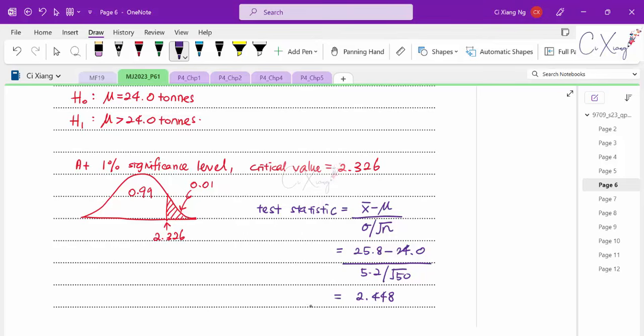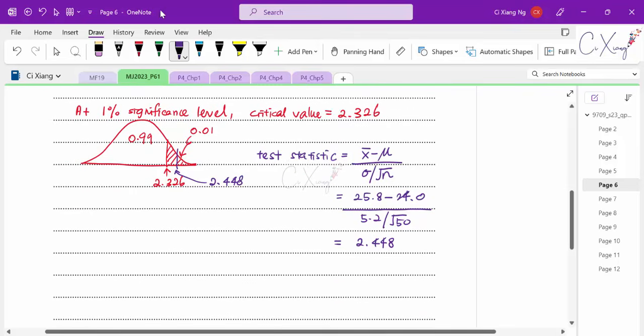Okay, then now after we calculate the test statistic, we will want to decide what is our decision for this test. Okay, 2.448, if I try to put it inside this diagram, you can see that it should be more than 2.326, right? So that means that it will fall under the rejection area. I think it is quite obvious that the 2.448, the test statistic, falls under the rejection region.